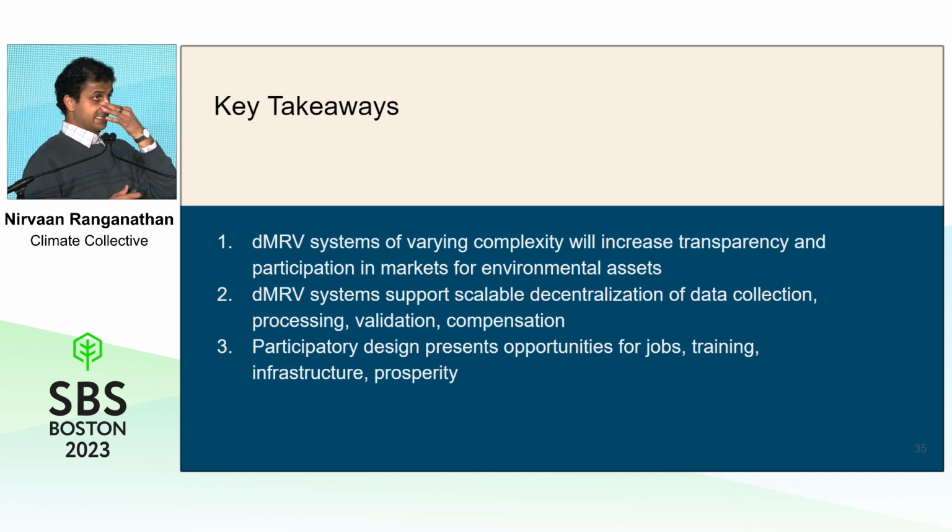The second piece is that DMRV systems can support the scalable decentralization of data collection, processing, validation, compensation as well. I think we'll hear a lot more about CO2 storage and the interesting use cases that a lot of different companies have done, to illustrate the scalable decentralization of the collection and processing particularly. Then the third piece is that participatory design, providing opportunities for individuals to contribute to systems, also presents opportunities for jobs, training, infrastructure, and, as Celo calls it, prosperity for all.